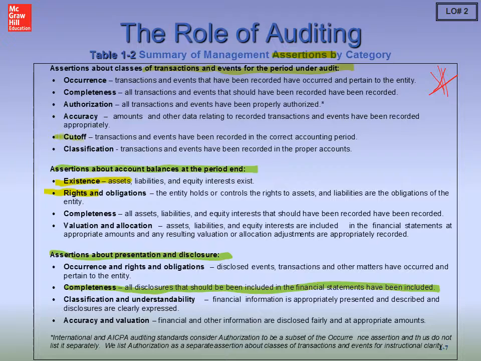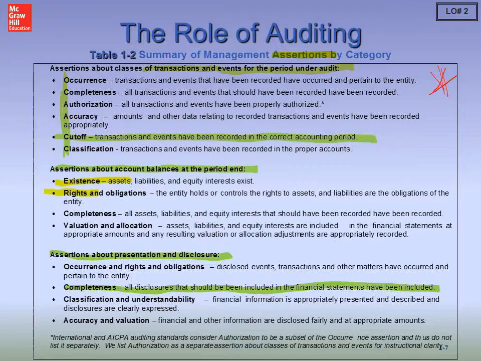Only cutoff appears in the transaction category, because again, that's relating to things being included in the proper year in the proper journal. So if you look at that one category here, the transaction category, there are 6 assertions, and that's the maximum number of assertions. There's 6 total that you see here, and then you just see that some of these repeat throughout.